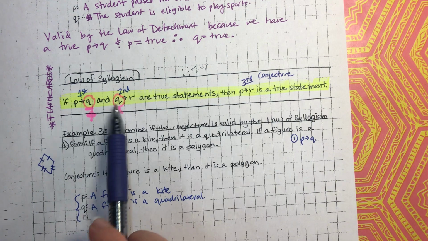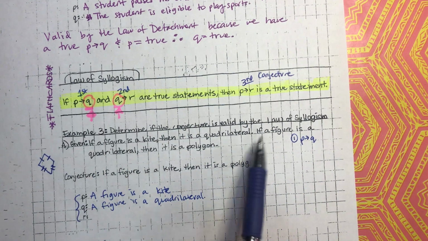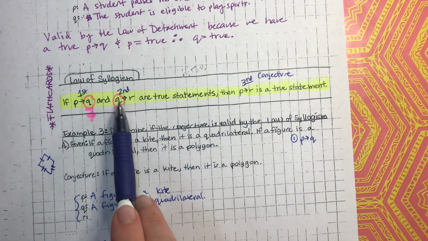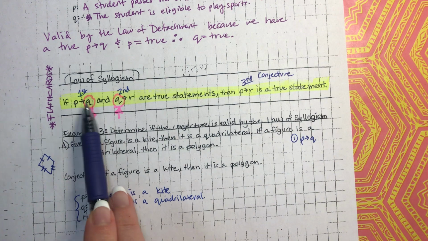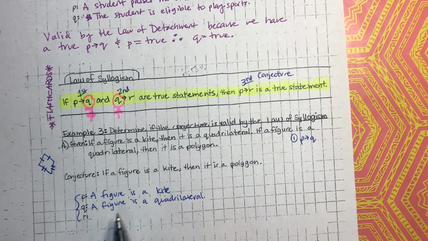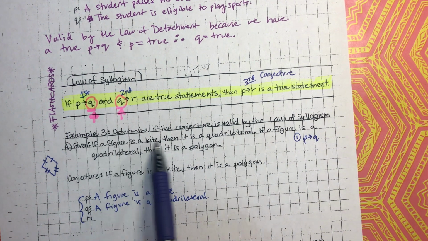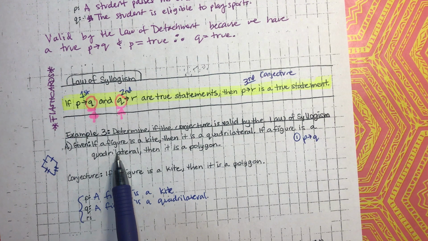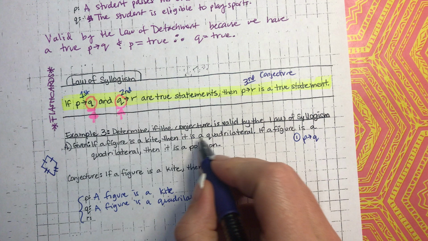Now, remember, the second sentence must start with the conclusion, right? Does the second sentence start with a figure is a quadrilateral? Because that's what it needs to follow these rules of the law of syllogism. The second sentence must start with the conclusion of the first sentence. So we need it to start with a figure is a quadrilateral. Let's read it. If a figure is a quadrilateral, boom, perfect. So that's exactly what we need.